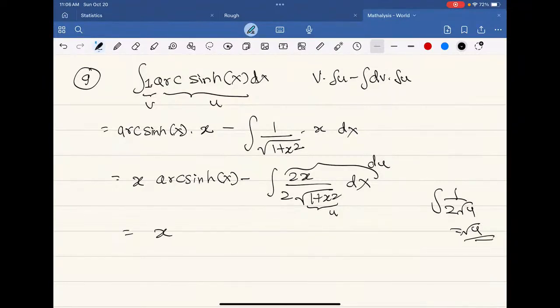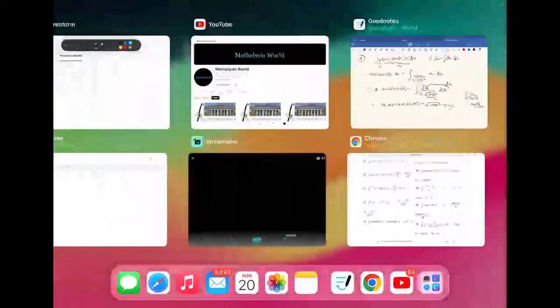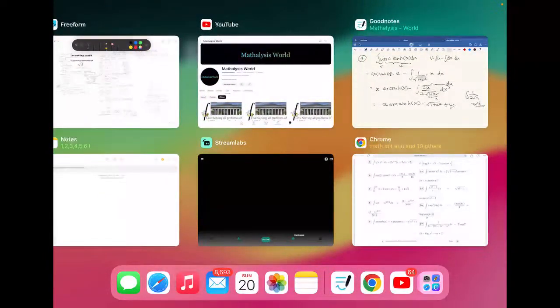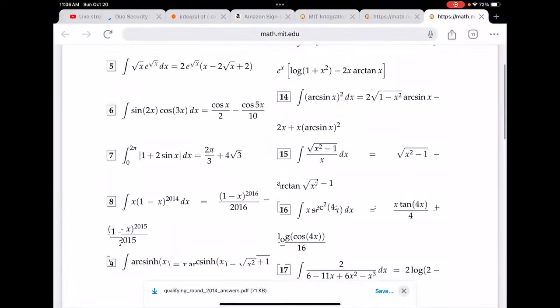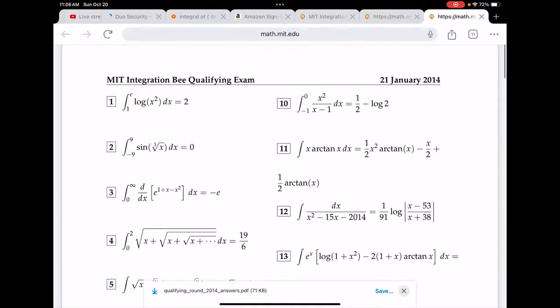So we have x arc sin x minus root of 1 minus x square plus c, and that is the answer. So let's check it. x arc sin x minus square root of 1 minus x square plus c. Yeah, that's right. Let's go to the next question, number 10.